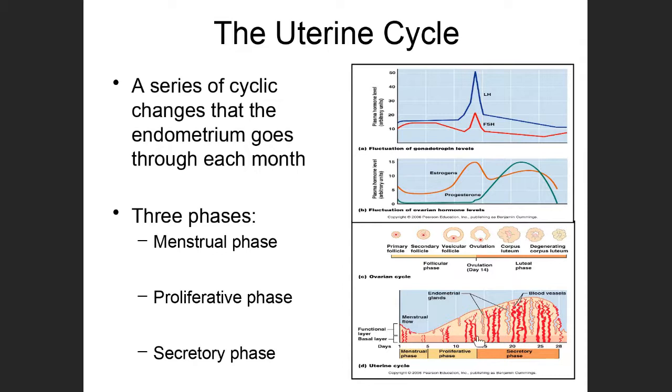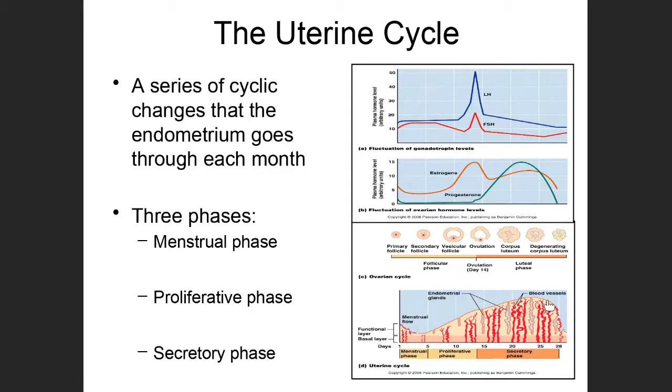The proliferative phase ends at day 14 with ovulation, and then following that, we move into what's known as the secretory phase. So this is a time where that lining of the uterus is still continuing to build up to some extent, but really is kind of being maintained in preparation for a zygote to implant there.